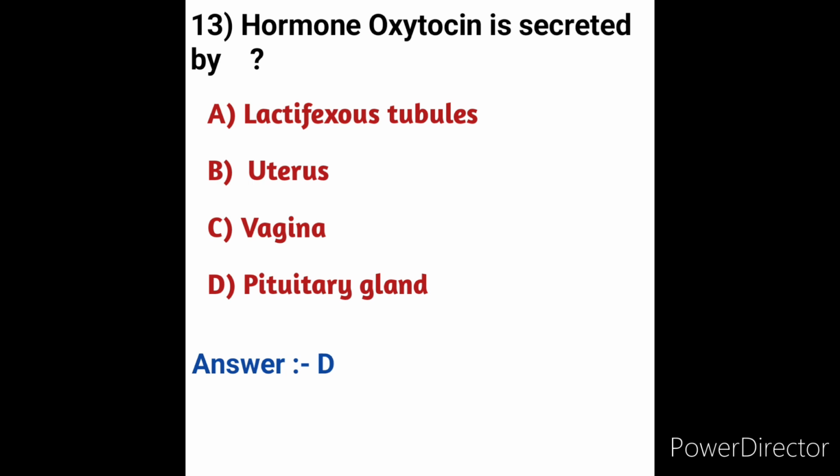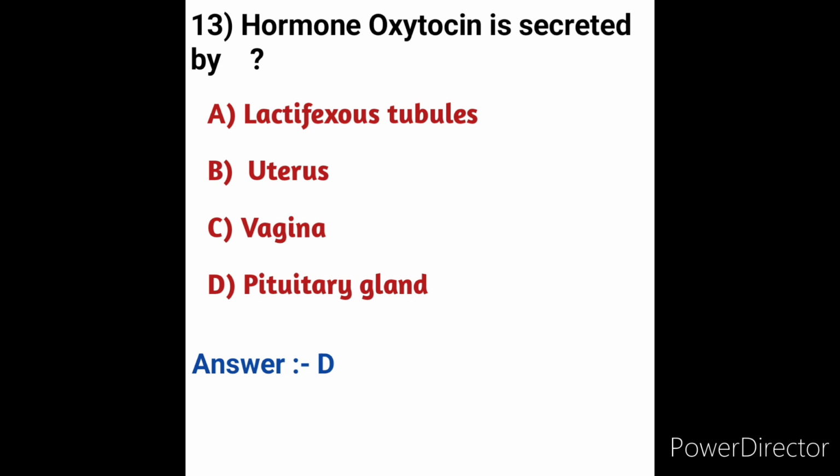We will see now. Oxytocin is produced in the hypothalamus and is secreted into the bloodstream by the posterior pituitary gland. Oxytocin stimulates the uterine contractions in childbirth and lactation after the childbirth. Okay friends, the hormone oxytocin is secreted by the posterior pituitary gland. Option D is the correct answer.